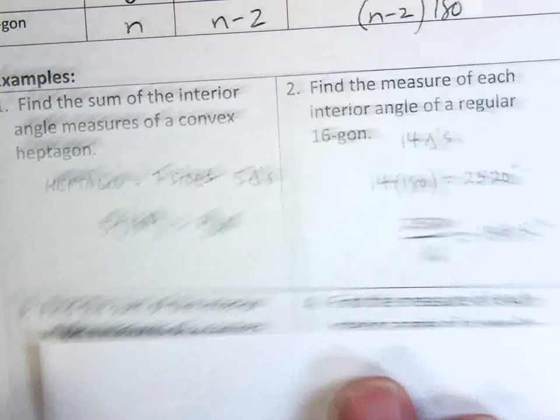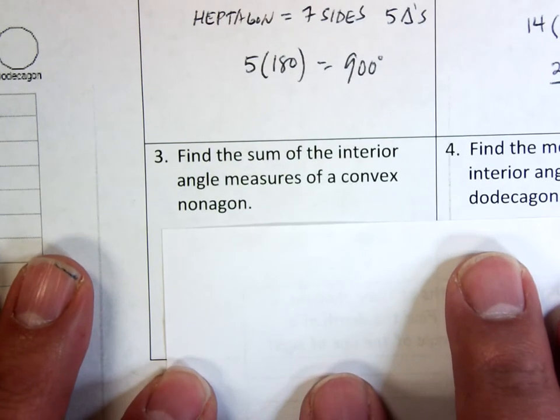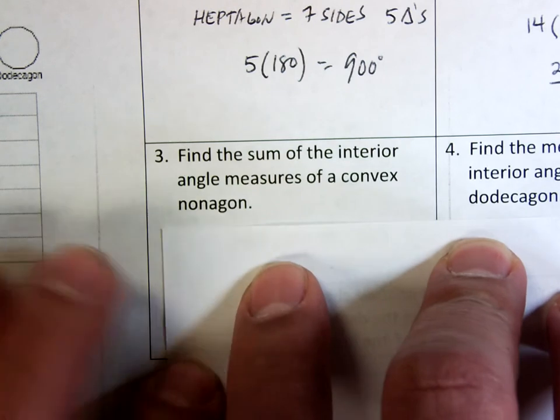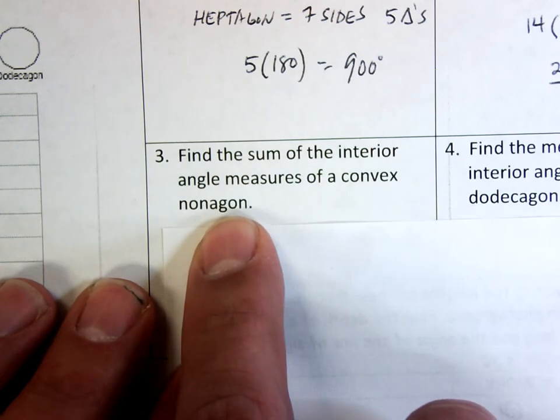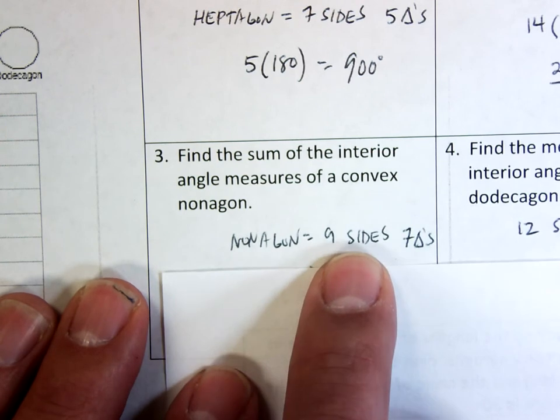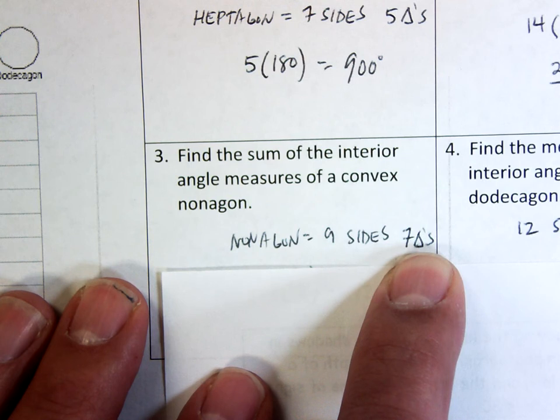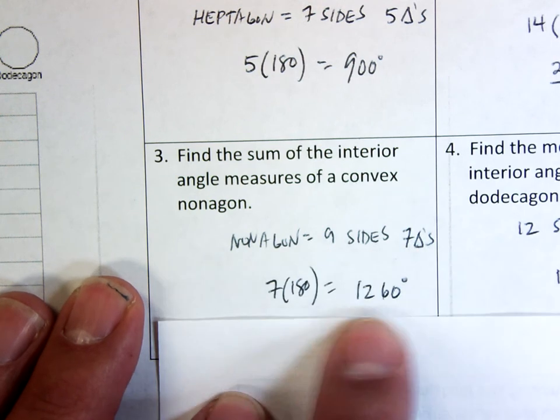All right, let's do another one. Find the sum of the interior angle measures of a convex nonagon. Well, I have to remember what a nonagon is. A nonagon has 9 sides. So if it has 9 sides, 9 minus 2 is 7. So it has 7 triangles. So 7 times 180, the sum is 1,260.